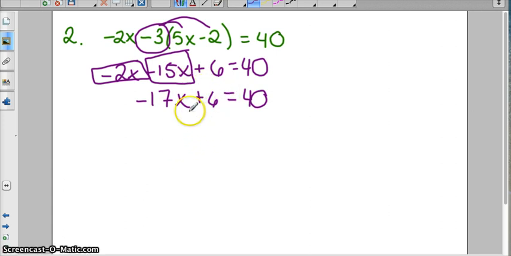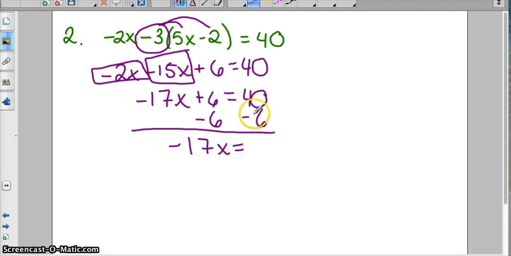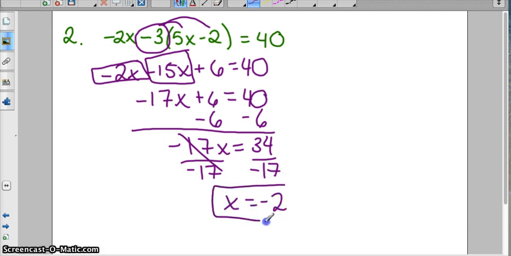And now the positive 6 is the number that's away from the variable. So we're going to get rid of that first and move it to the other side. It's positive, so we're going to subtract. Minus 6, minus 6. We have negative 17x equals 34. And this is negative 17 times x. So we're going to divide by negative 17 to cancel it out. Whatever you do to one side, you do to the other. So x equals negative 2.